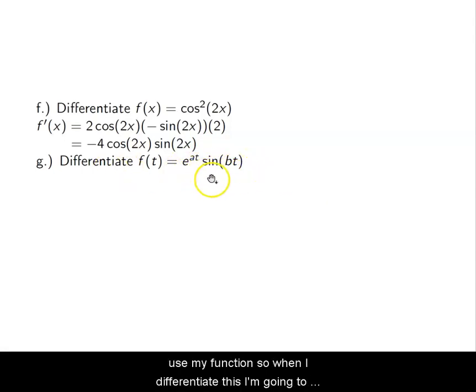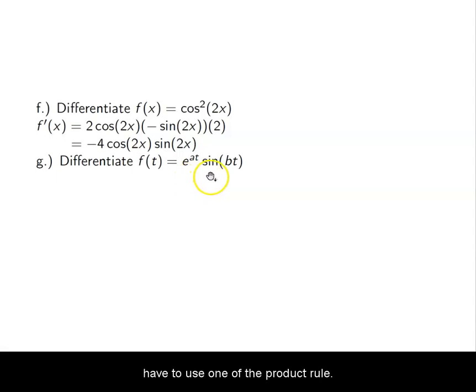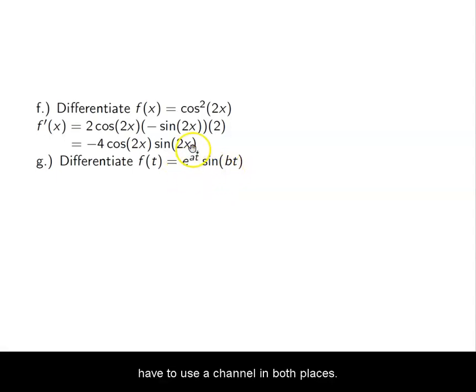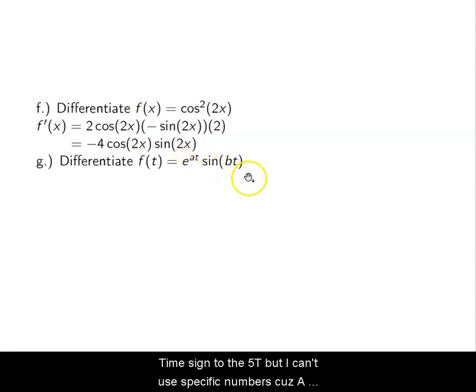So when I differentiate this, I'm going to have to use, one, the product rule, okay? And not only am I going to have to use the product rule, but I have to use the chain rule in both places. So this would be like e to the 3t times sine of 5t. But I can't use specific numbers because a and b are any number, but they are still numbers. They're just constants. So I don't treat them like variables. I treat them like fixed constants.